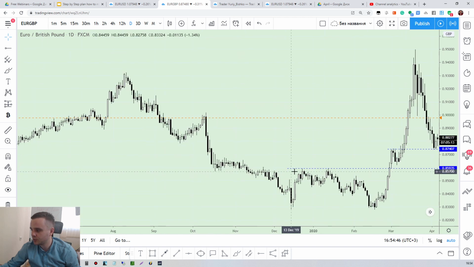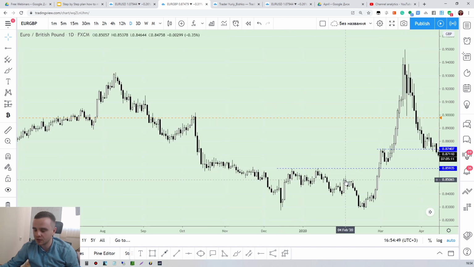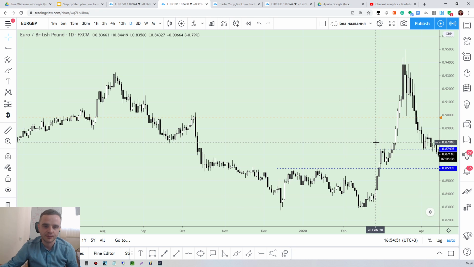Once more, what is a mirror level? It is when we have a strong level, and after that, eventually price breaks it. That's a mirror level.